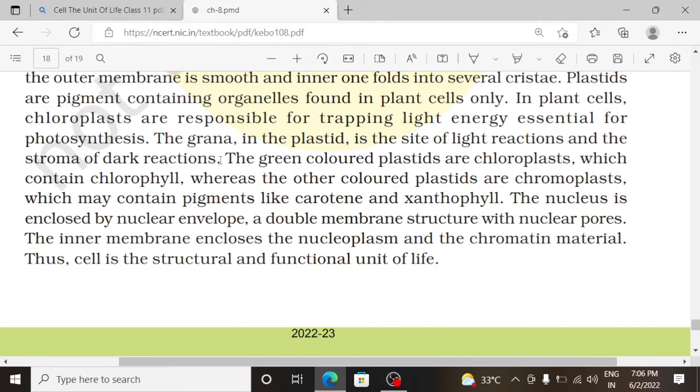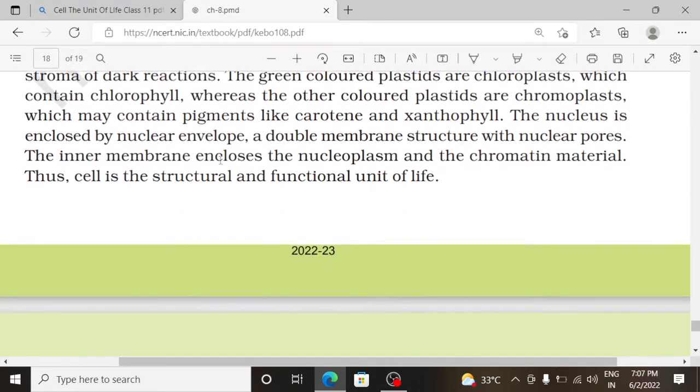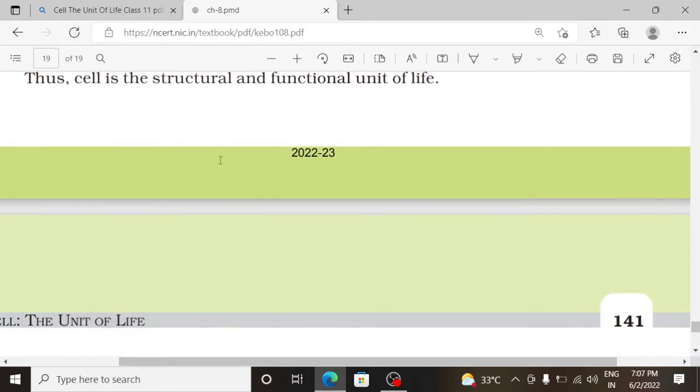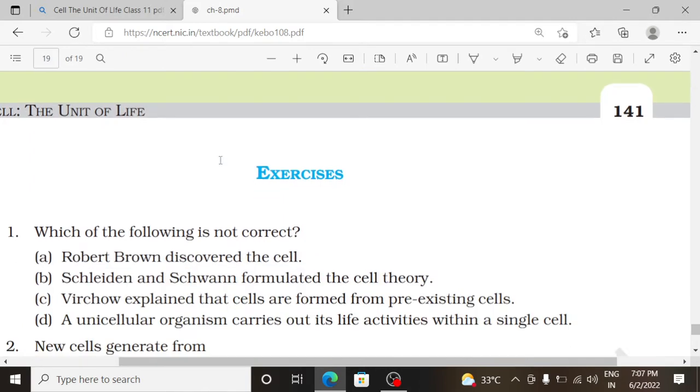carotene and xanthophyll. The nucleus is enclosed by nuclear envelope, a double membrane structure with nuclear pores. The inner membrane encloses the nucleoplasm and the chromatin material. The cell is the structural and functional unit of life. So let us read about the exercise.